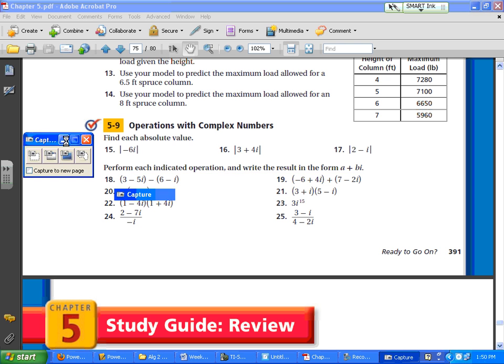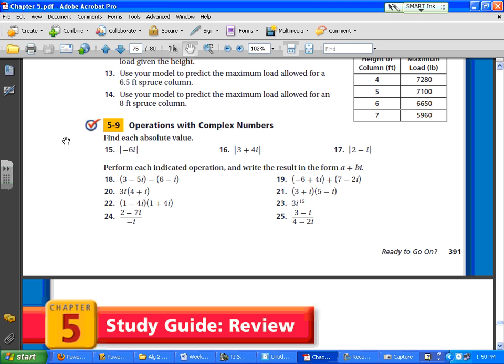And so reminder that when you're adding or subtracting, like numbers 18 and 19, you're just adding and subtracting like terms, just like we did if there was an x there. When you're multiplying, you multiply them just like you would if there was an x. The only difference is what? If we get i squared is equal to -1, so you have to change the sign of that part when you combine them. All right, so let's take a look at those.